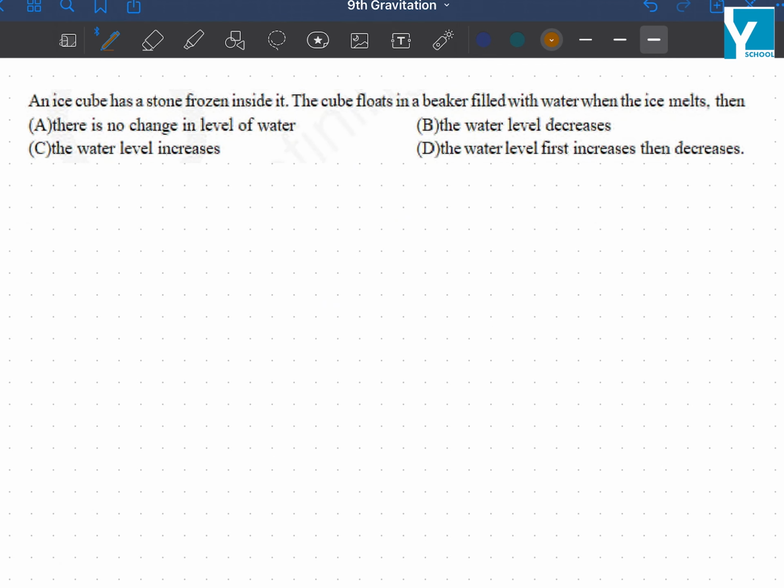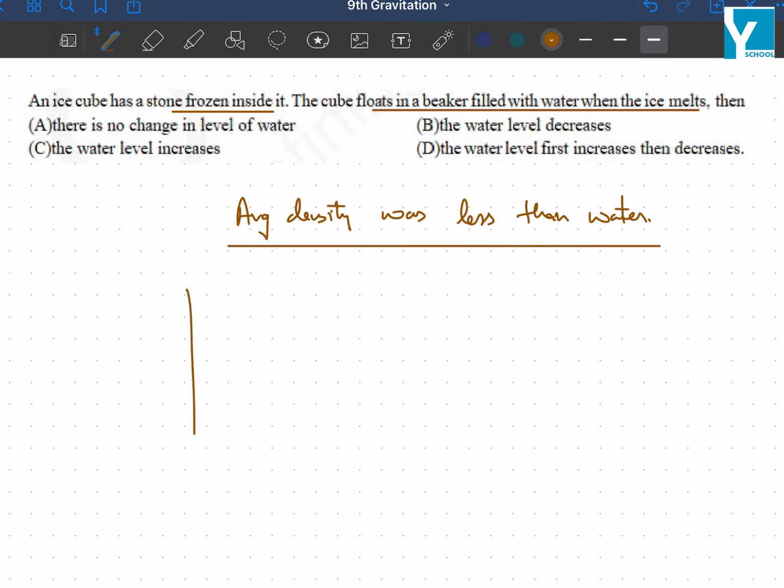An ice cube has a stone frozen inside it. The cube floats in a beaker filled with water. When the ice melts, what happens to the water level? Since the ice cube is already floating in the water, its average density was less than water. Okay, that doesn't even actually matter, I think. I just wrote it as a piece of information.